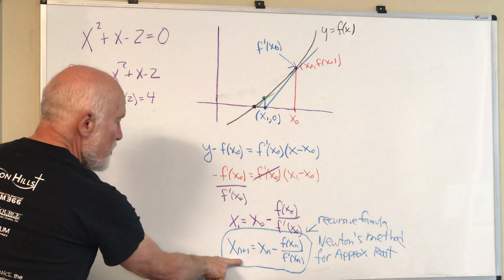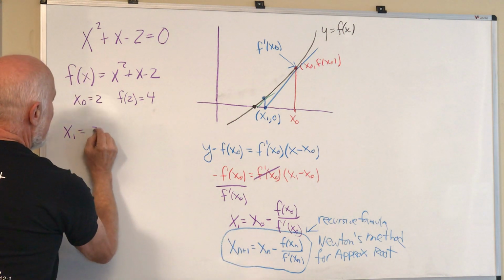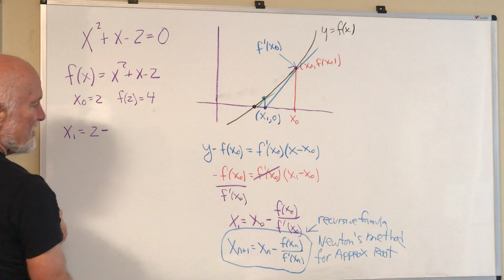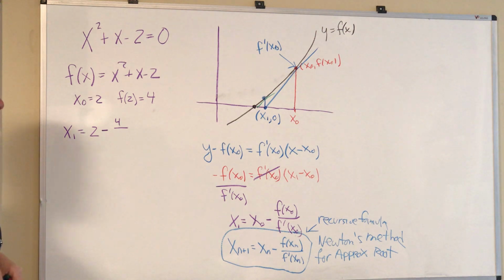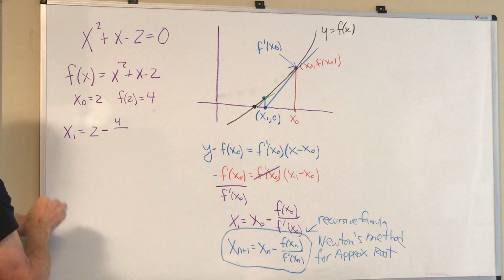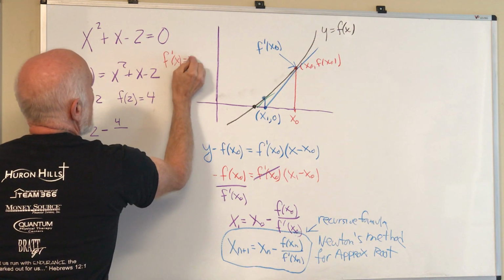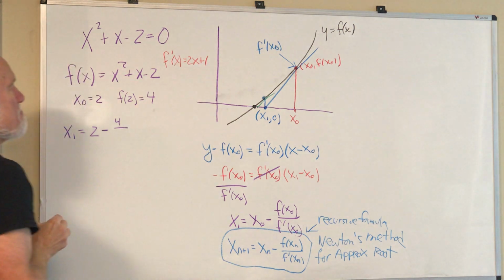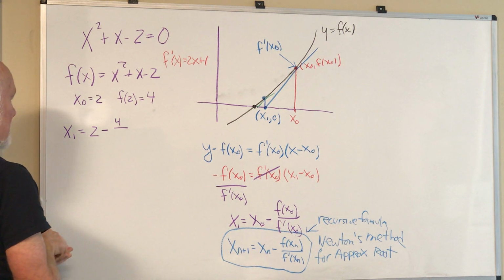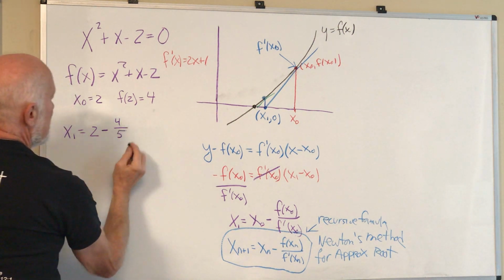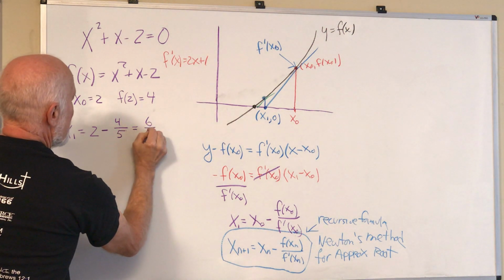So then he used his new formula. He said x sub 1 equals x sub 0 minus f of x sub 0, which he found out to be 4. And then he realized, oh, I need the derivative. So he took the derivative of this formula. F prime of x is 2x plus 1. And he plugged in 2 to this and got 5. So his answer is 6/5.